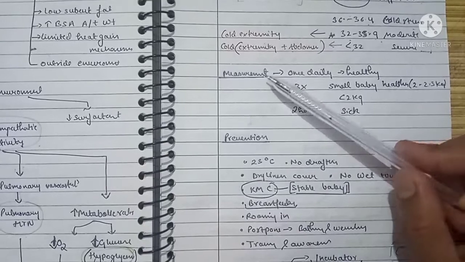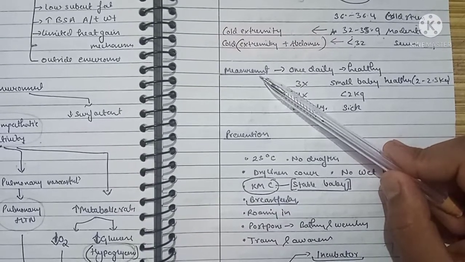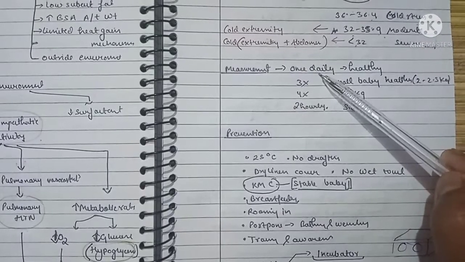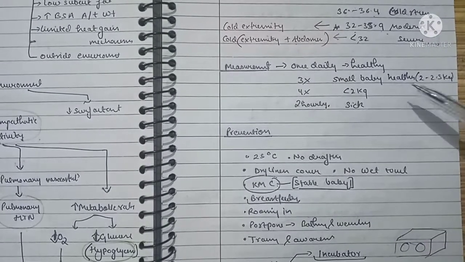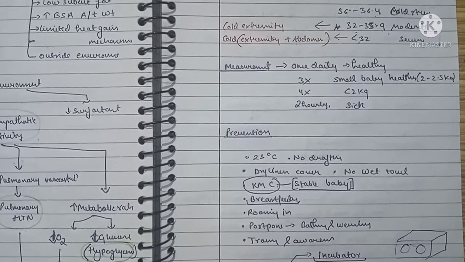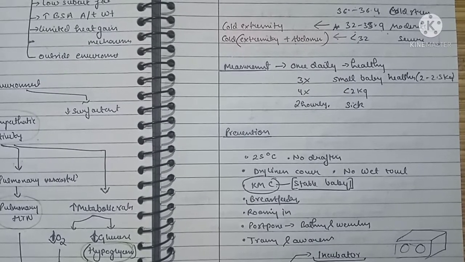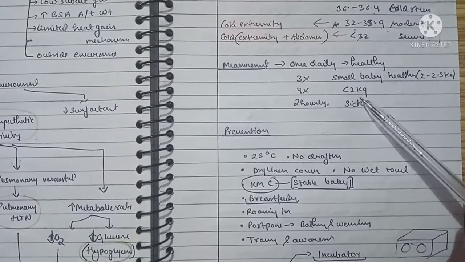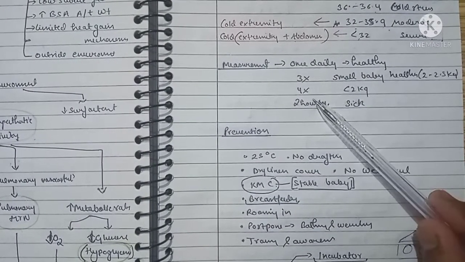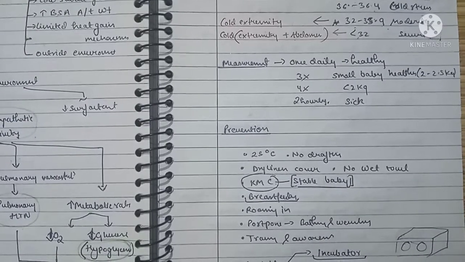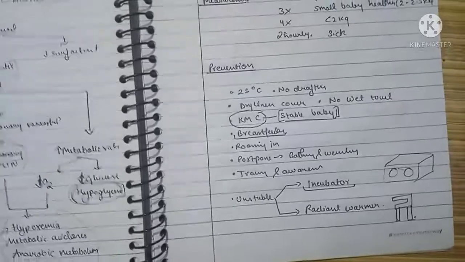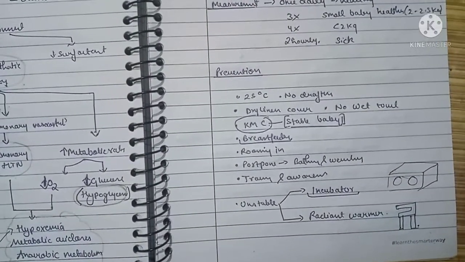Okay, talking about the measurements we need to take in the case of hypothermia. So if it is a normal healthy baby, we need to measure the temperature once daily. If it is a small baby who is healthy, meaning the weight is less than 2.5 kg, we need to measure the temperature 3 times daily. If the weight is less than 2 kg, 4 times daily. If it is a sick baby, every 2 hours we need to note the temperature. So how do we prevent hypothermia in a baby?